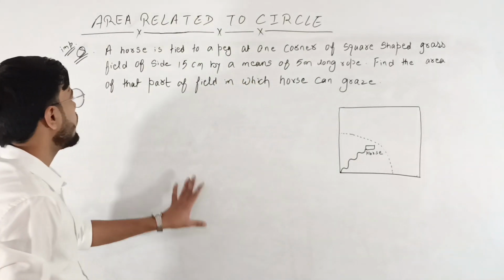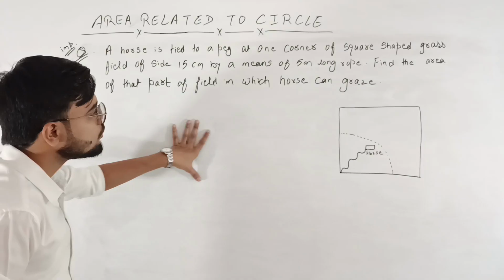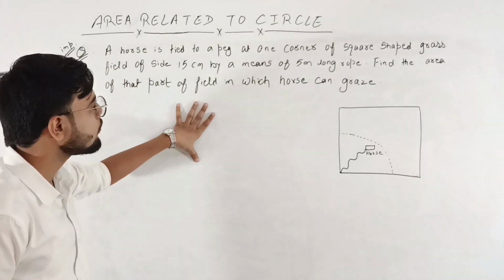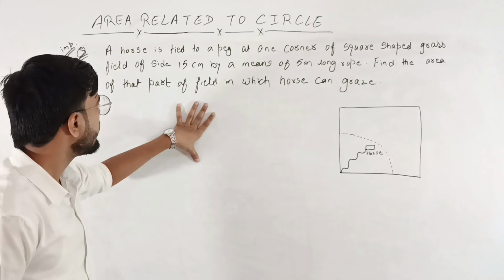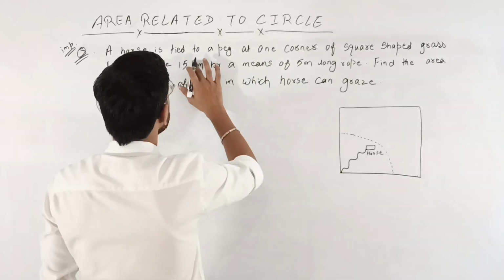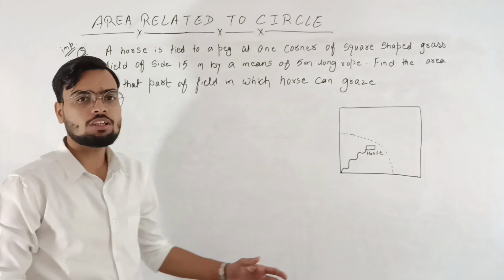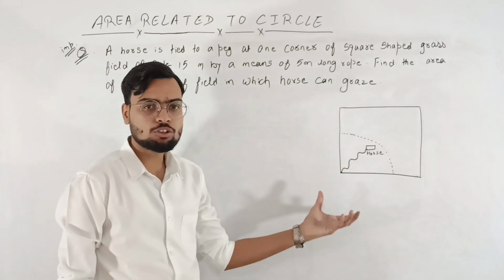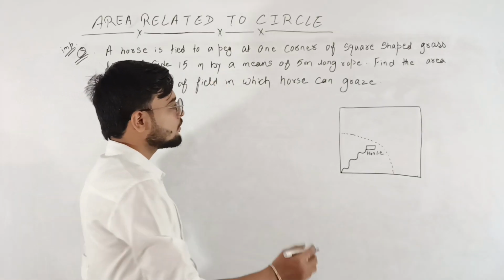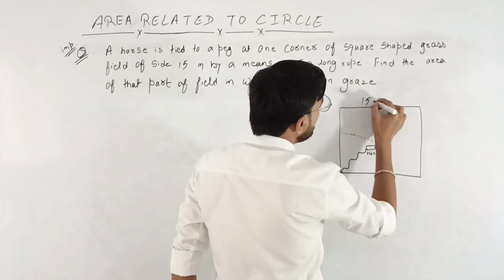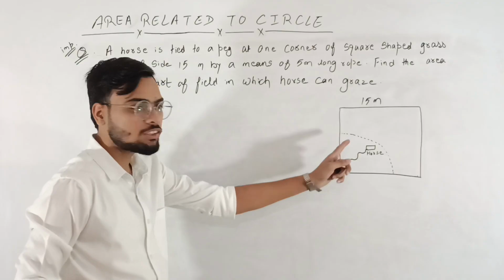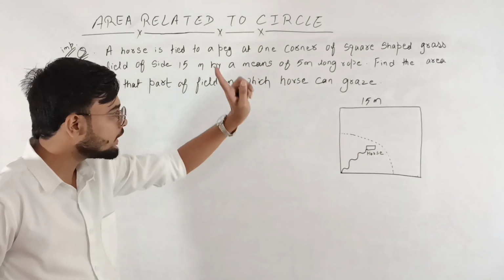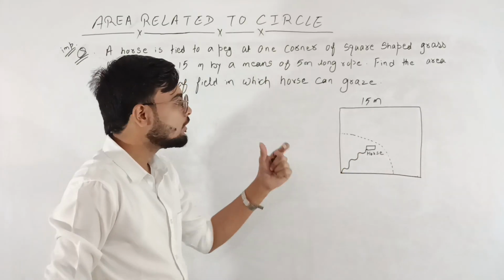The question is, a horse is tied to a peg at one corner of a square-shaped grass field of size 15 meter by 15 meter, by means of a 5-meter long rope. Find the area of that part of the field in which the horse can graze. So now look here, there is a grass field in shape of a square. Side of this field is given 15 meter, and a horse in this field is tied at one corner by a 5-meter long rope. Then we have to find the area which the horse can graze.